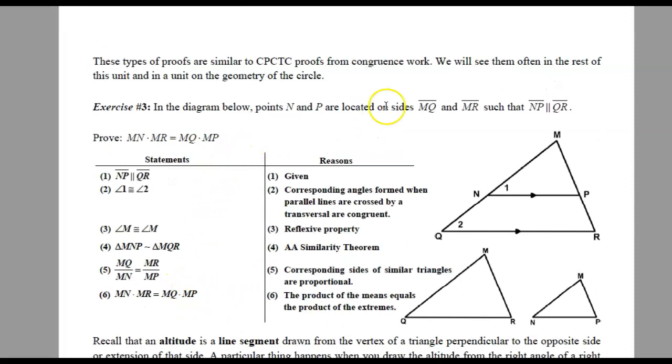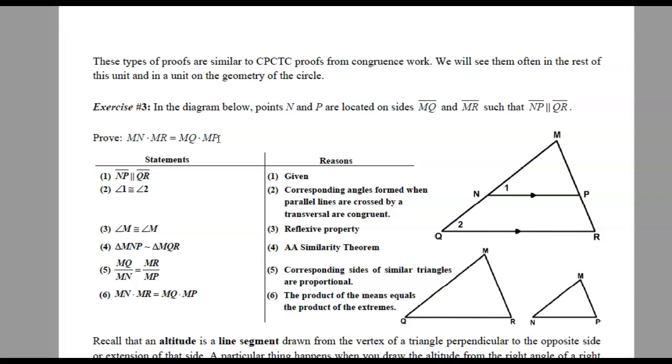All right, so in this proof, here's an example. We're trying to prove that these two cross products are equal. In order to do that, we have to locate the triangles that contain those segments, and then we have to essentially write a proportion that contains those segments in fraction form, because after we do that, then the diagonals will lead us to this product.